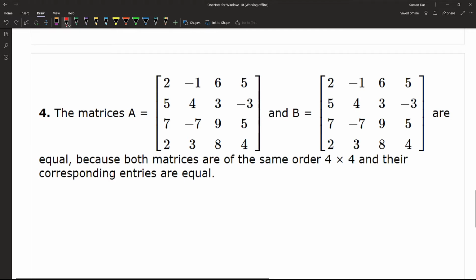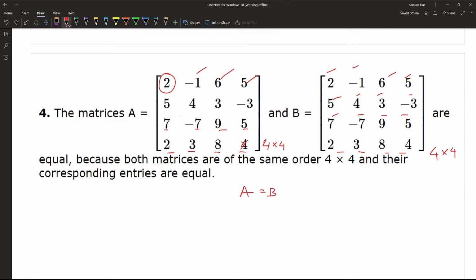The fourth matrix is also of the same order, 4 cross 4 and 4 cross 4. If we check the corresponding position of the elements and their values, 2, 2, -1, -1, 6, 6, 5, 5, 5, 4, 3, -3, 5, 4, 3, -3, 7, -7, 9, 5, 7, -7, 9, 5 and 2, 3, 8, 4, 2, 3, 8, 4, we may say here that A is equal to B.